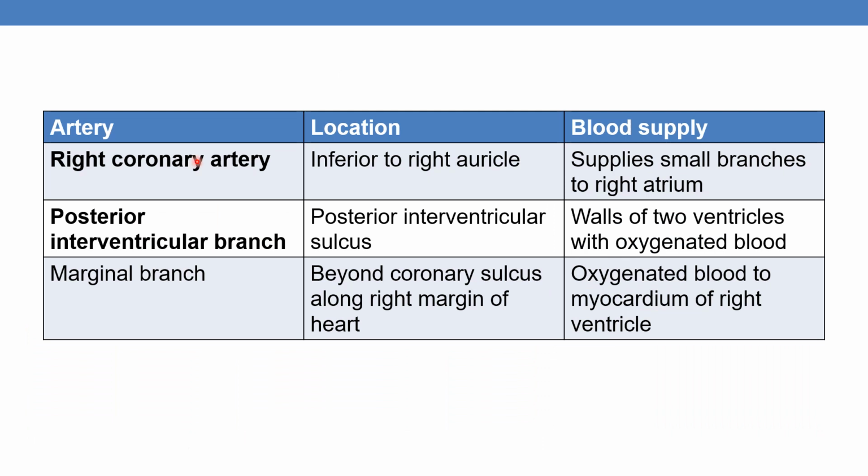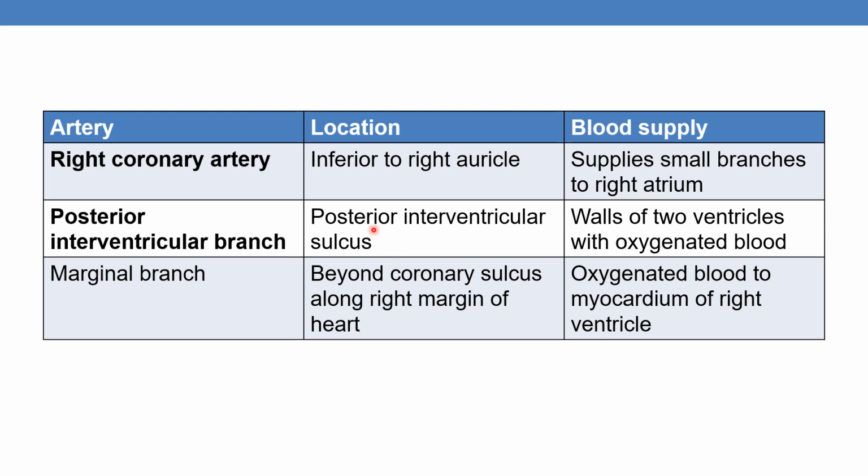Now coming to the right coronary artery. The location of the right coronary artery is inferior to the right auricle. Coming to blood supply, the right coronary artery supplies small branches to the right atrium. The first branch of the right coronary artery is the posterior interventricular branch.